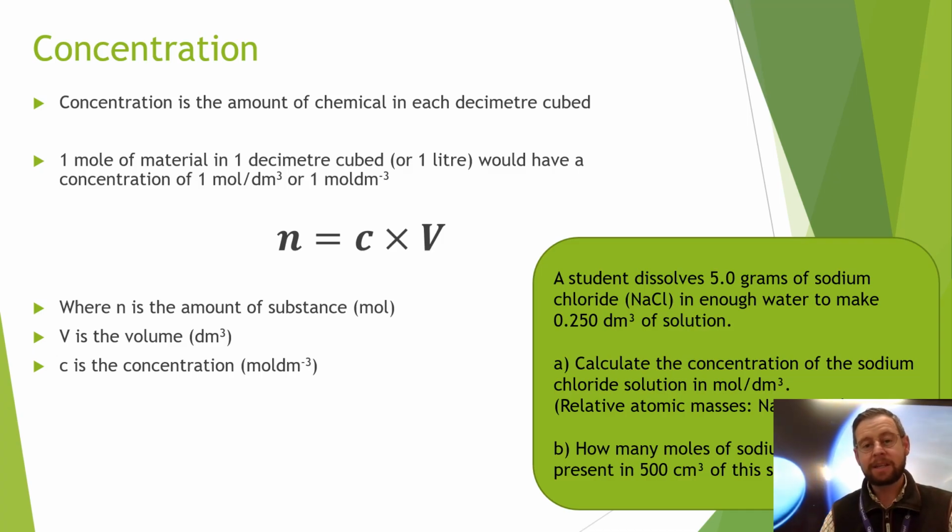The units for it are moles per decimetre cubed. In index notation, that's mol dm^-3. Now, because the number of moles divided by the volume equals the concentration, sometimes it might be worthwhile writing it out as the number of moles is equal to the concentration times the volume.